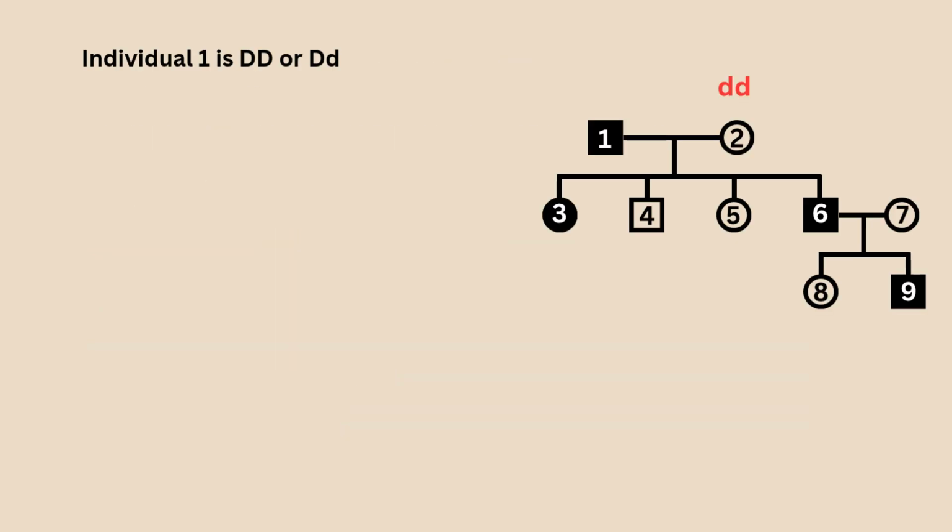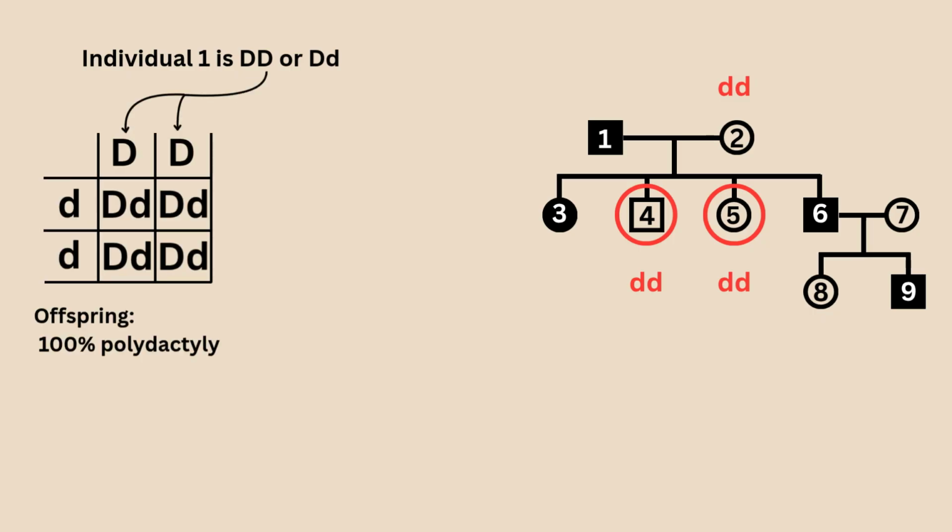Looking at the pedigree diagram, their children 3, 4, 5 and 6, two of the children, 4 and 5, do not have the condition, so they will be little d little d. Now, if individual 1 is big D big D, and we produce a Punnett square, all of the offspring would have polydactyly, because all of the offspring would be big D, little d.